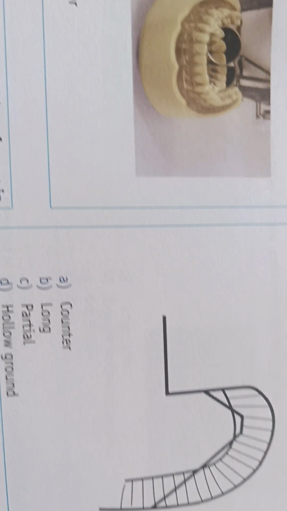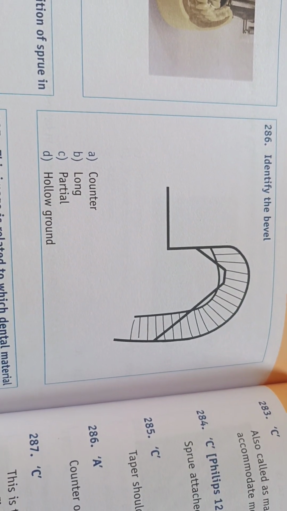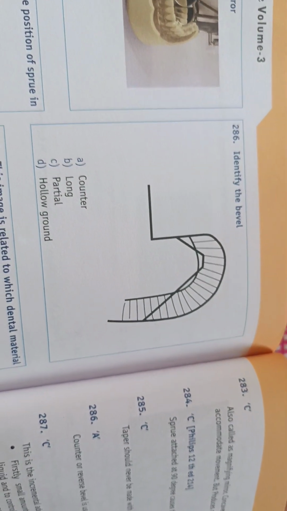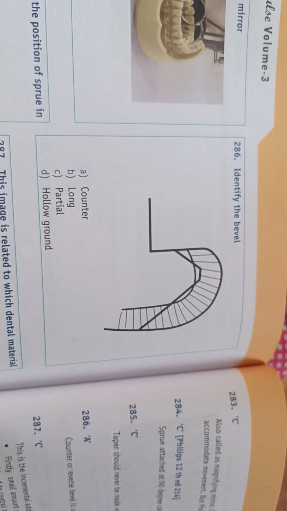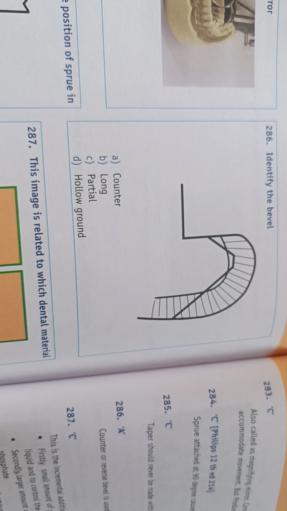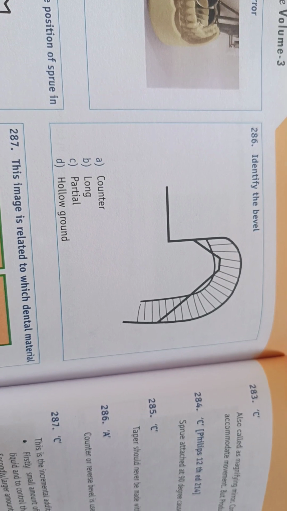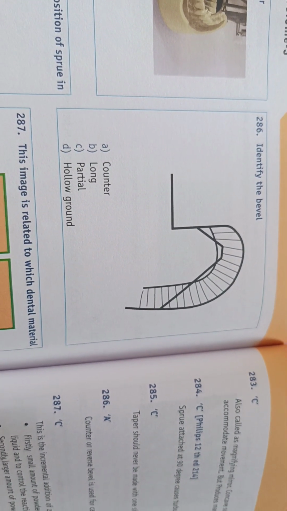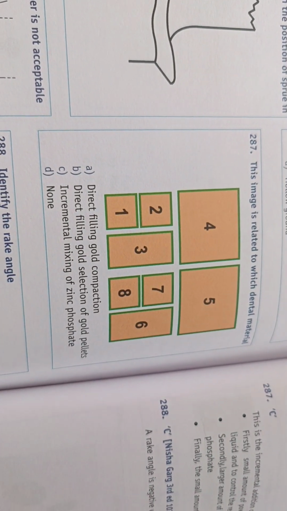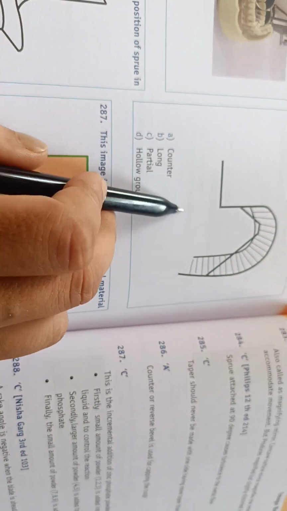Now come to the next question. You can see this diagram. Identify the bevel. This is basically a bevel, and you have many options. Your options are counter bevel, long bevel, partial bevel and hollow ground. What do you think the right answer is? The right answer is option A, counter bevel. You can read bevel very deeply, because bevel is asked many times in exams, and remember this image also, because this image comes many times, in repeated mode.